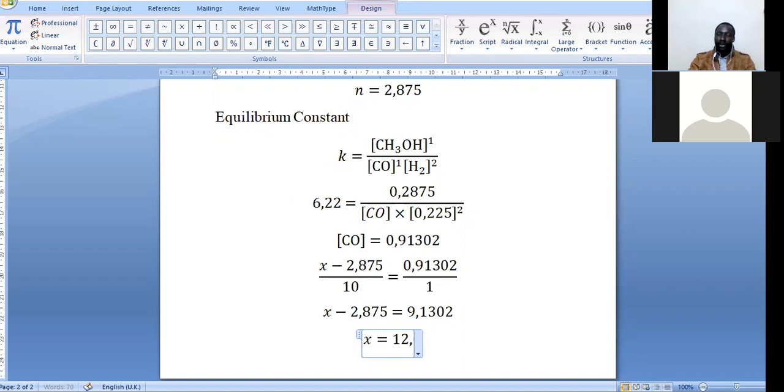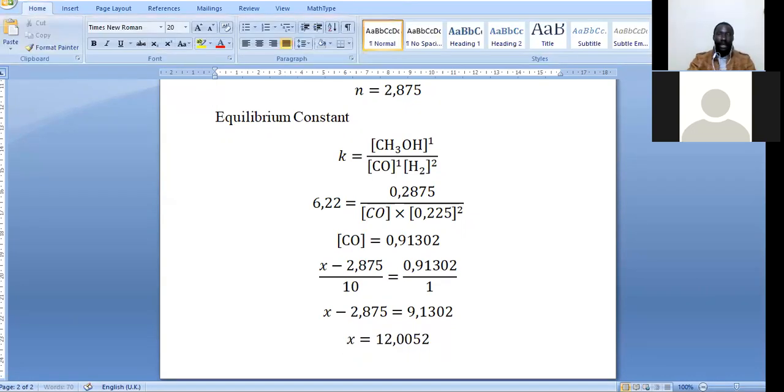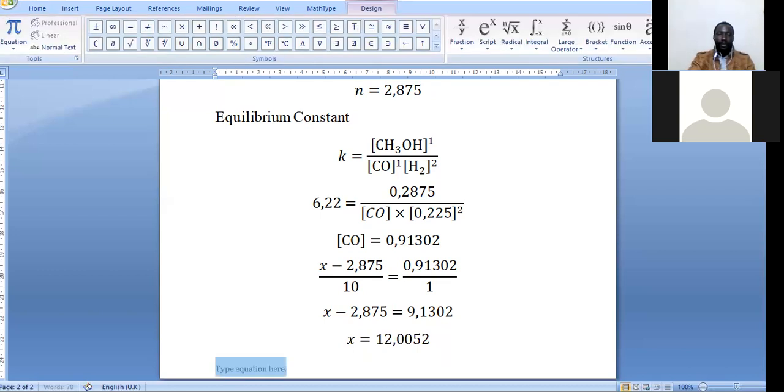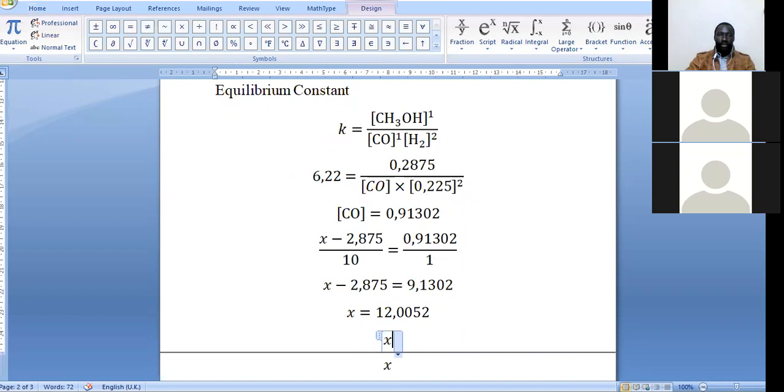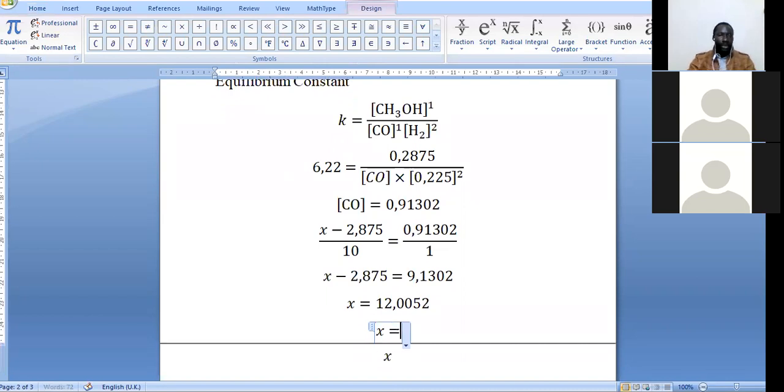All right, maybe just put this. Then we conclude and say that x, just put it down here, x equals what? 12. We can conclude. So what's the value of x? Well, that's the number of moles initially.